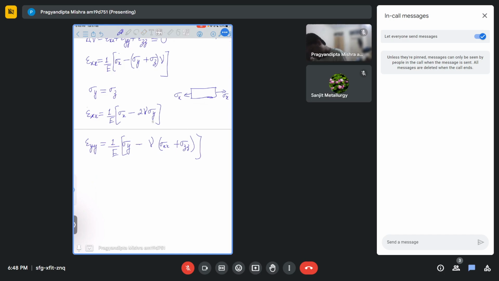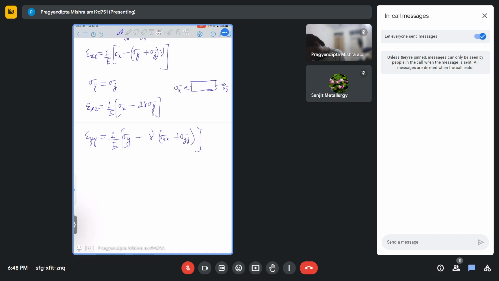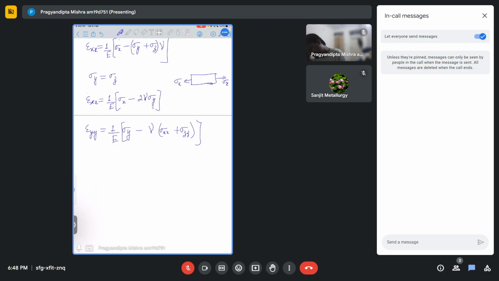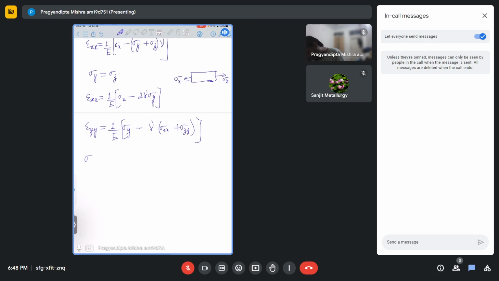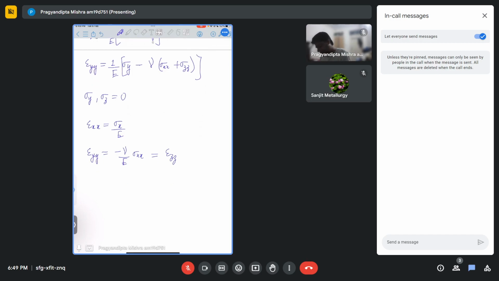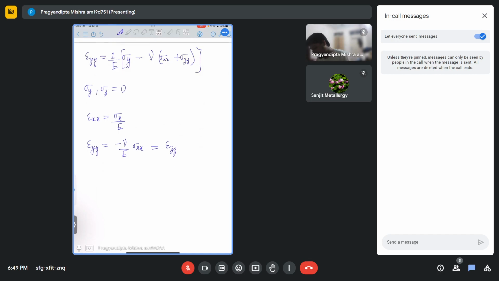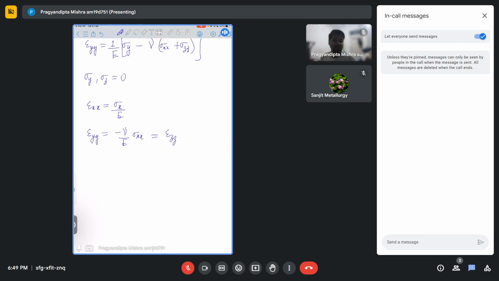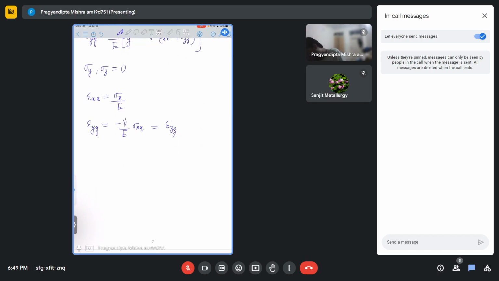Now what is happening here is sigma y and sigma z are equal to 0 in this case. So you will have epsilon xx equal to sigma x by E, right? Epsilon yy equal to negative Poisson's ratio times sigma xx by E, and also epsilon zz equal to that. Now what does this represent in this kind of situation? If your Poisson's ratio is equal to 0.5, your epsilon yy would become equal to sigma xx by 2E, right? Yeah, the negative sign is there.